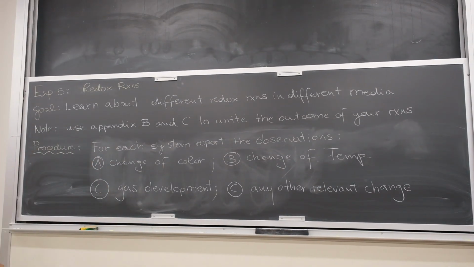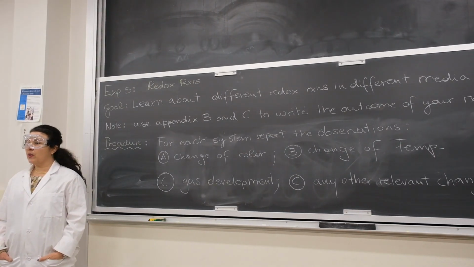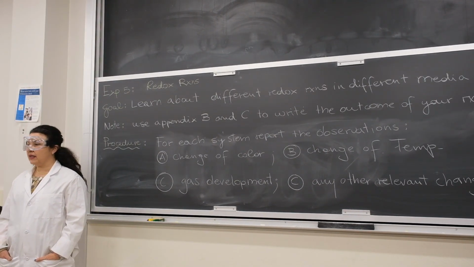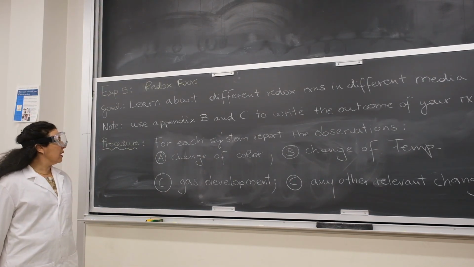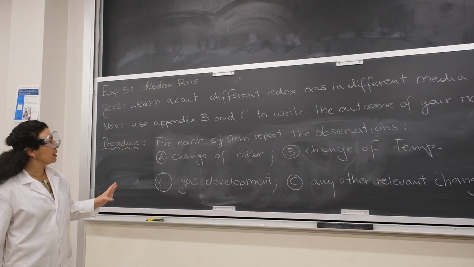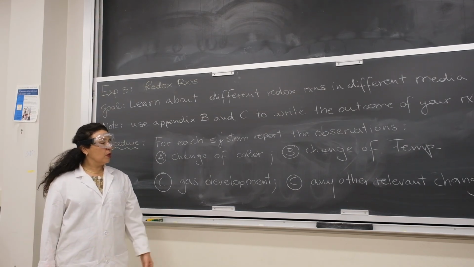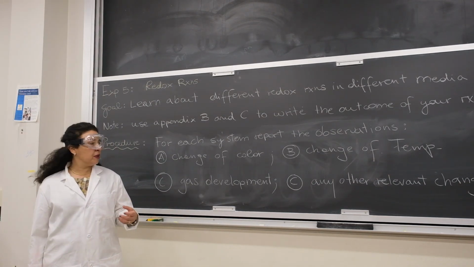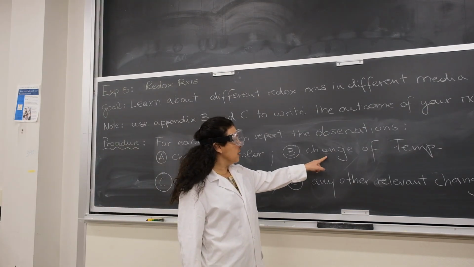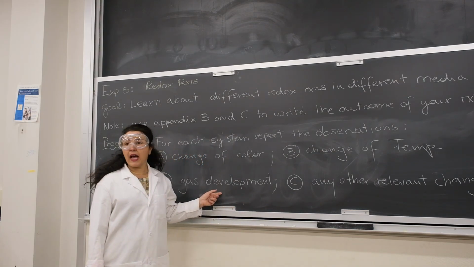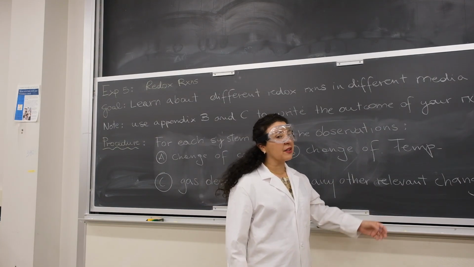Today we're performing experiment 5, which is about redox reactions. What we're doing today is mixing certain solutions, and there are four systems. For each system, you will need to record your observations: if you see a change in color, a change in temperature, gas development, or any other relevant change.